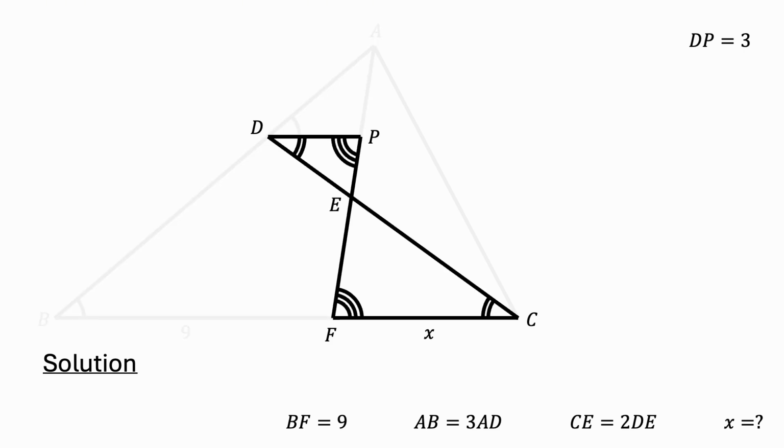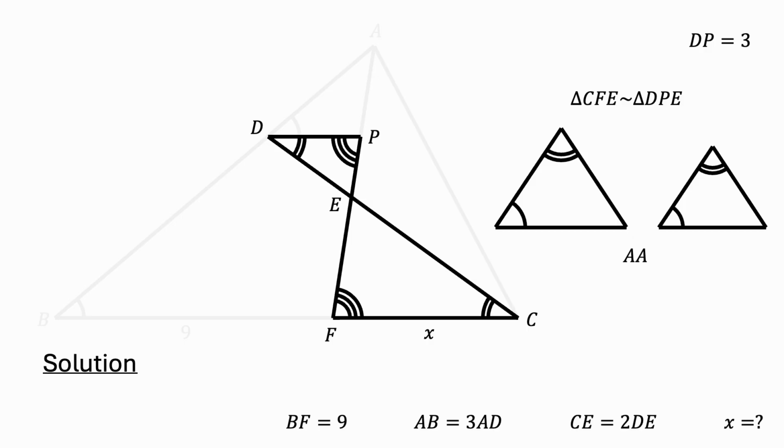Next, consider triangle CFE and triangle DPE. We claim that they are similar. Since angle ECF equals angle EDP and angle CFE equals angle DPE, the two triangles are similar by AA.